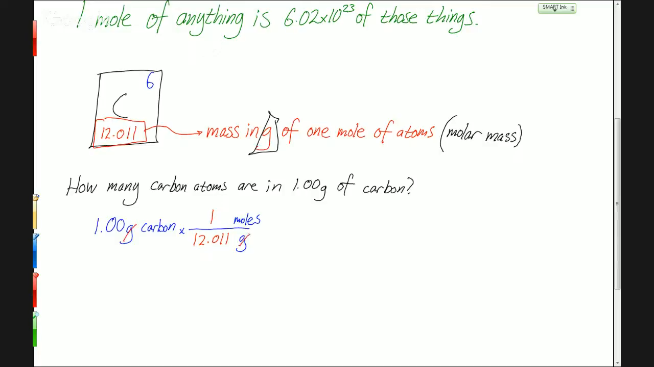So grams cancel, and now we have moles. And then we also know how many atoms in this case are in a mole. We can say that there are 6.02 times 10 to the 23rd atoms in 1 mole. And now moles cancel and we have atoms. So we use the molar mass first for that, how many grams are in a mole, and then we use that mole number for how many atoms are in that mole.